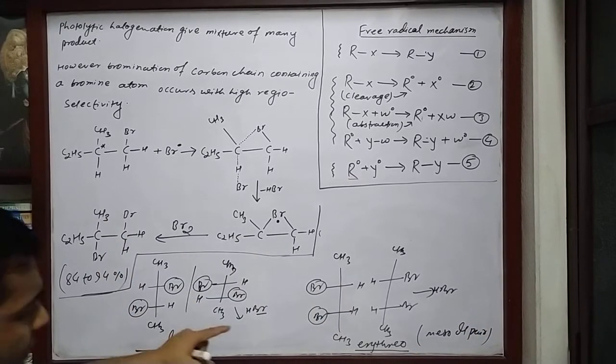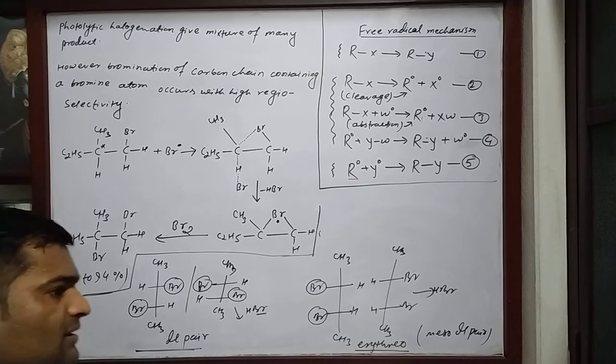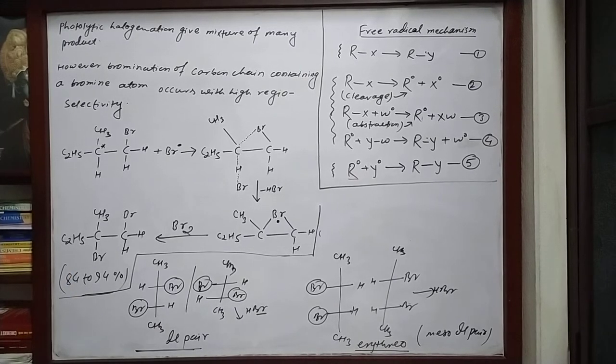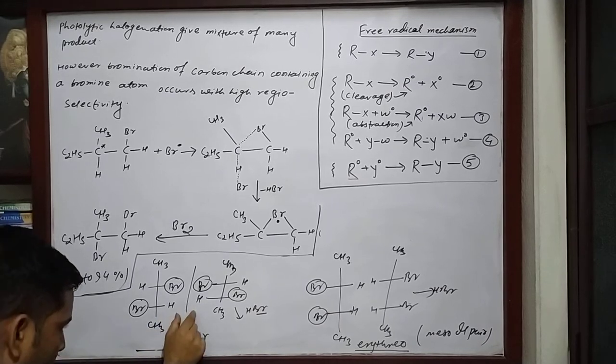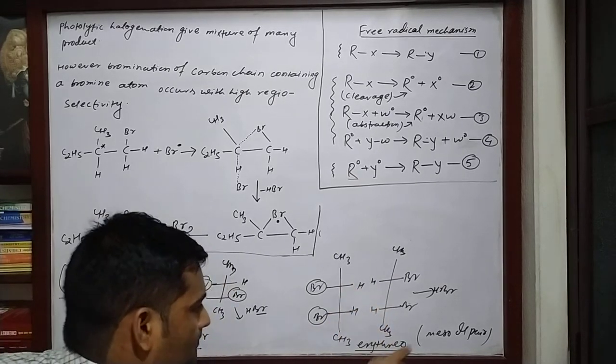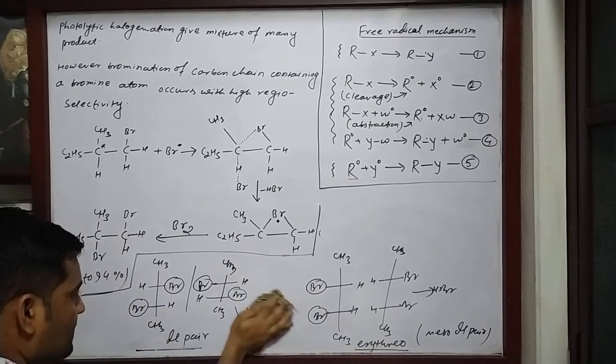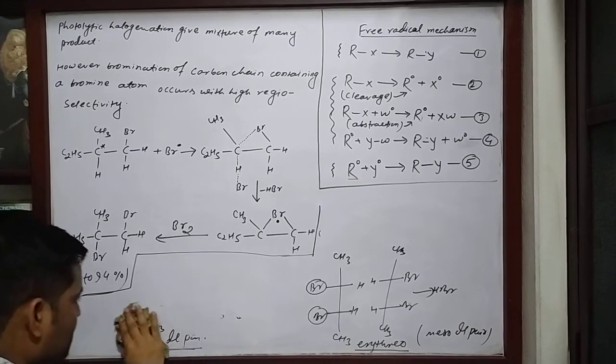What we have discussed in the mechanism of neighboring group participation is that there is always retention of configuration, meaning two times inversion, which is retention. Here the threo DL pair, optically active, gives an optically active product, meaning there is retention of configuration. Erythro, optically inactive, gives meso, optically inactive. This is the strong evidence behind neighboring group participation in nucleophilic substitution reaction.